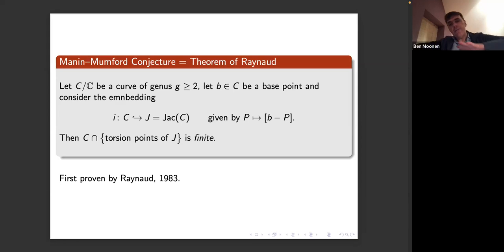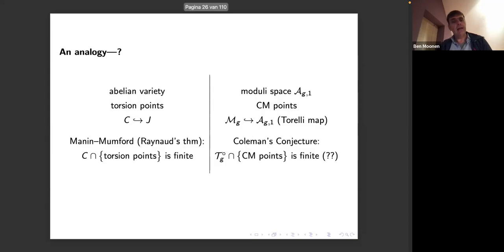So even though these torsion points on the Jacobian lie everywhere, somehow the curve manages to miss almost all of them. And as said, that was first proven by Raynaud. And indeed, that leads to a nice analogy. But of course, it's only some kind of speculation. So let me put a question mark here.